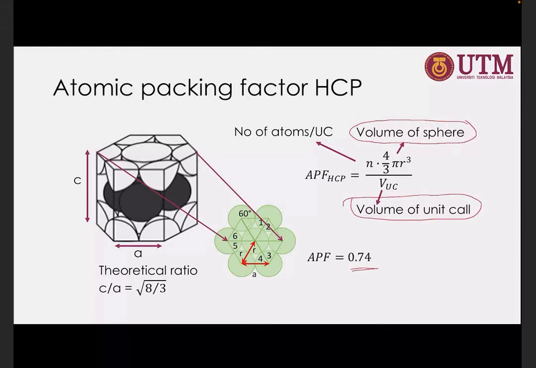How do you determine this? There is one constant called C over A equivalent to this value. What is C? This is C. This is A. So this is also A. Okay, so it is a hexagon, so every side has a similar constant, which is A.